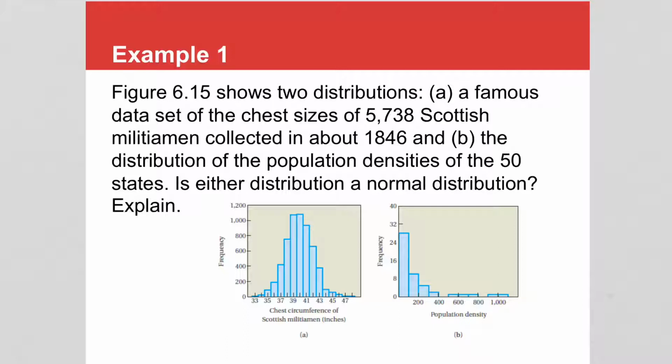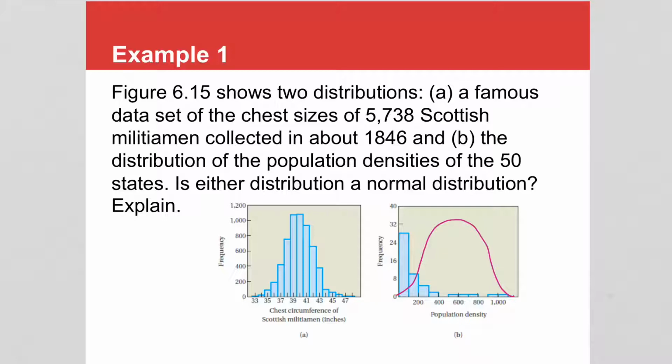This figure shows two distributions: a famous data set of the chest sizes of 5,738 Scottish militiamen collected in about 1846, and the distribution of population densities of the 50 states. Is either a normal distribution? Well, if we look at the second one, this one is definitely not normal. And so the population densities of the United States would not be normal here.